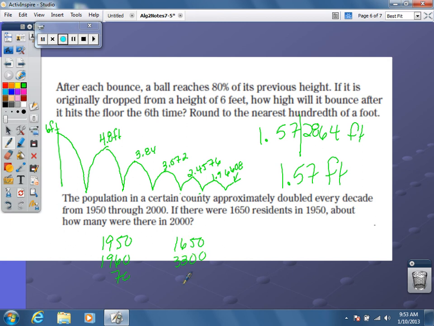The 70s, 6,600. The 80s, 13,200. 90s, 26,400. And in 2000, we are at approximately 52,800 people. I'd buy a house in this place, man. I bet their housing is really good.